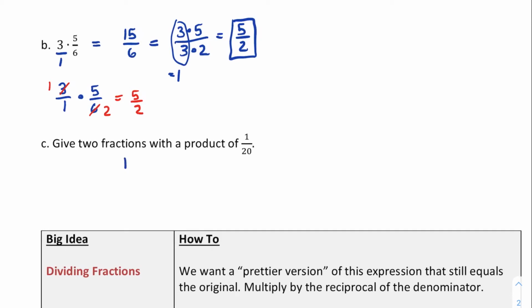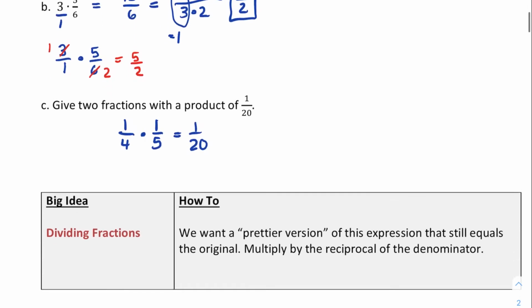Another one kind of like before, we're going to give two fractions that multiply together to a product of 1/20. I'm going to say 1/4 times 1/5 would work.